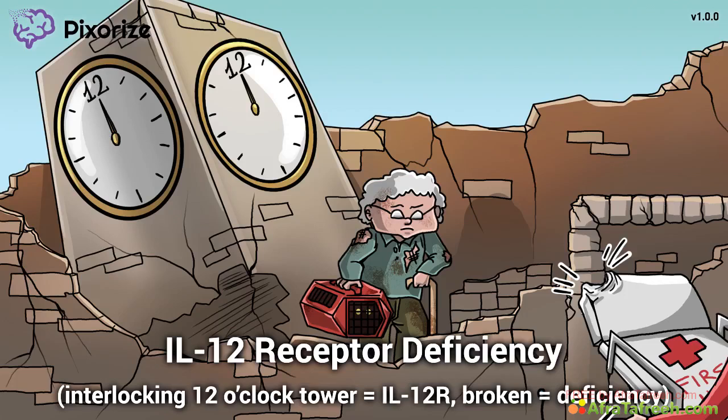Since interlocking objects are our recurring symbol for the interleukins, the interlocking faces pointing to 12 represents interleukin 12, or IL-12. In some ways, this clock tower is a receptor for the clock faces, right? And since this clock tower is broken, this picture reminds me of IL-12 receptor deficiency.